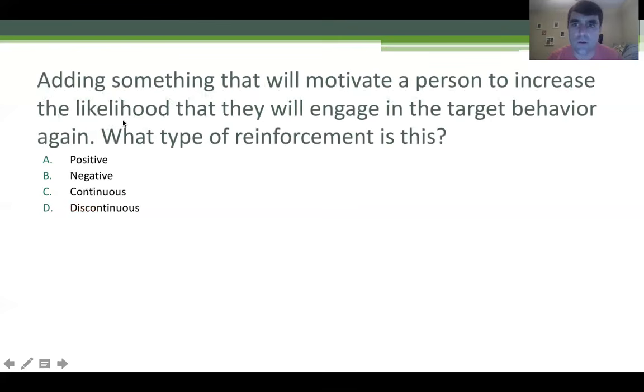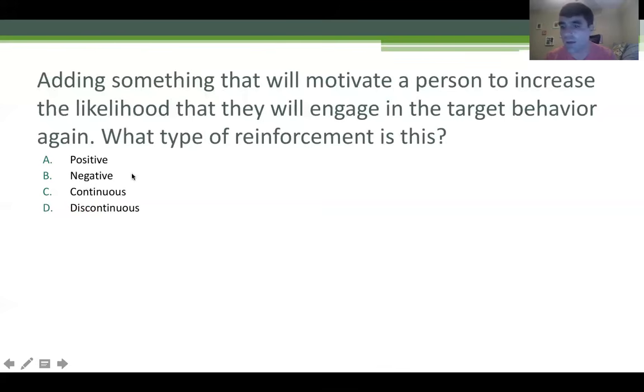Adding something that will motivate a person to increase the likelihood that they will engage in the target behavior again. Ooh, it's a mouthful. Don't get bogged down in the words. What are we doing here? We're adding something that will increase the likelihood that they will engage. Well, we know from our past questions, if you add something and it increases behavior, it's got to be positive reinforcement. So, what type of reinforcement?